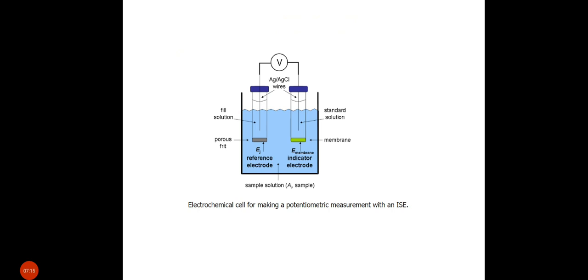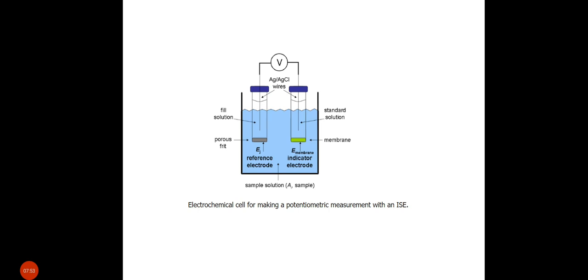Now this figure represents an electrochemical cell for making a potentiometric measurement with an ion selective electrode. As indicated by their name, ion selective electrodes possess a high degree of selectivity. The selectivity is determined by the composition of the membrane, which I have already discussed. Ideally, the membrane allows the uptake of only one specific ion into it.